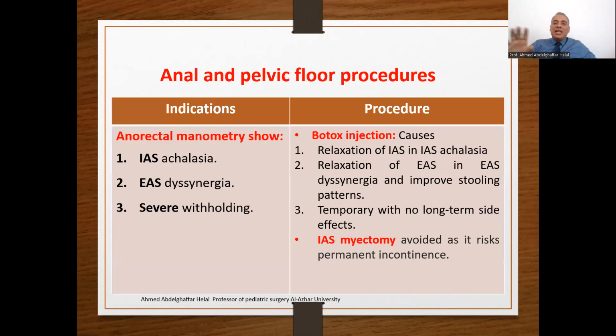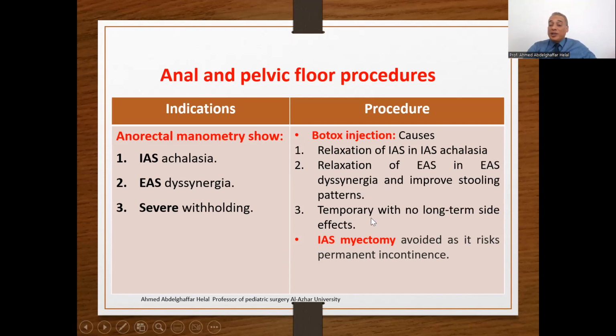Let's see. Anal and pelvic floor. If the anorectal manometry diagnoses internal anal sphincter achalasia, external anal sphincter dysynergia, or severe withholding behavior, in such cases the procedure indicated is Botox injection. These botulinum toxin injections will cause relaxation of the internal anal sphincter in internal anal sphincter achalasia, relaxation of the external anal sphincter if there is external anal sphincter dysynergia, and improve stooling pattern.